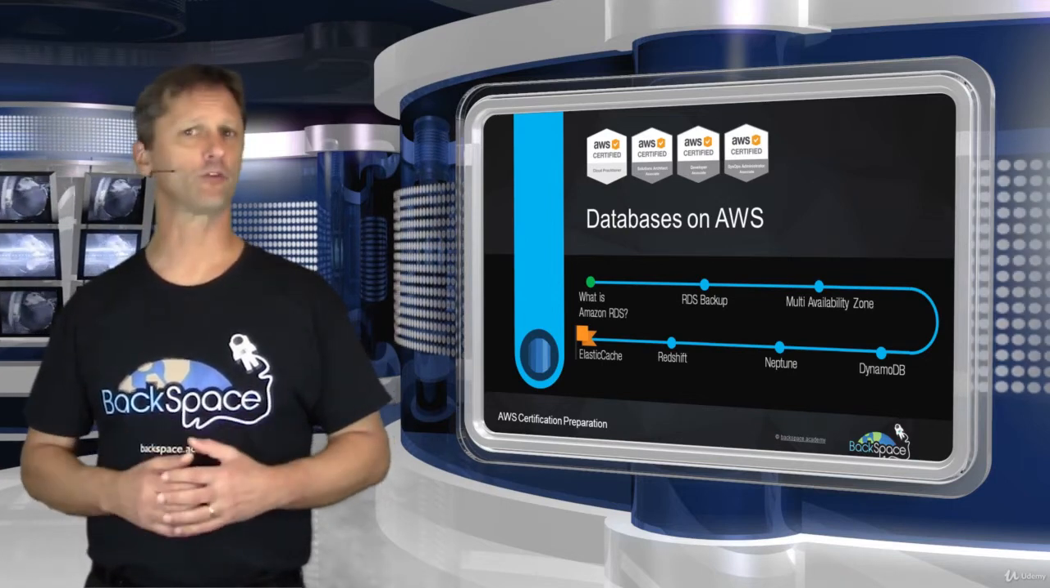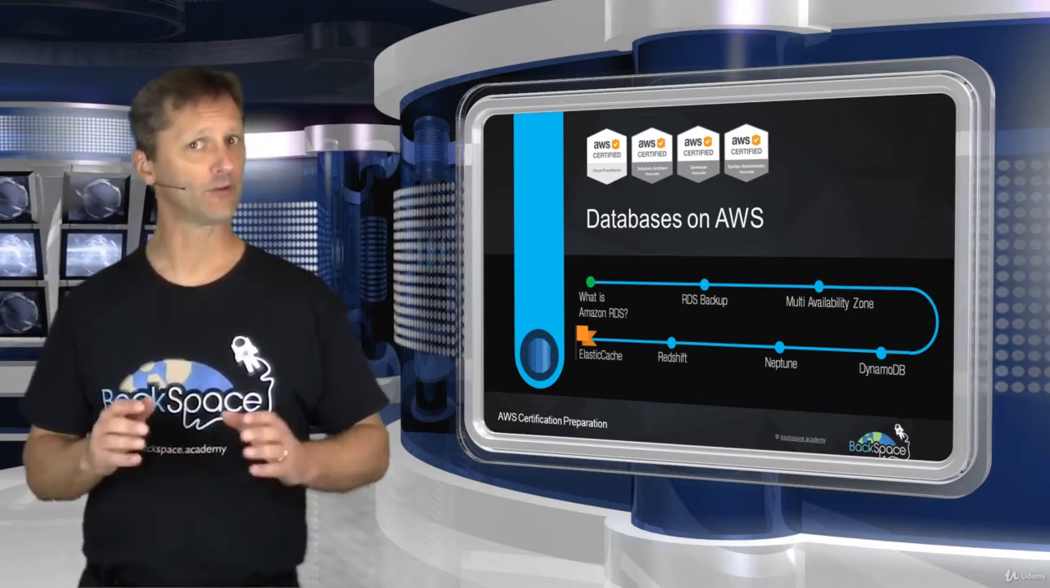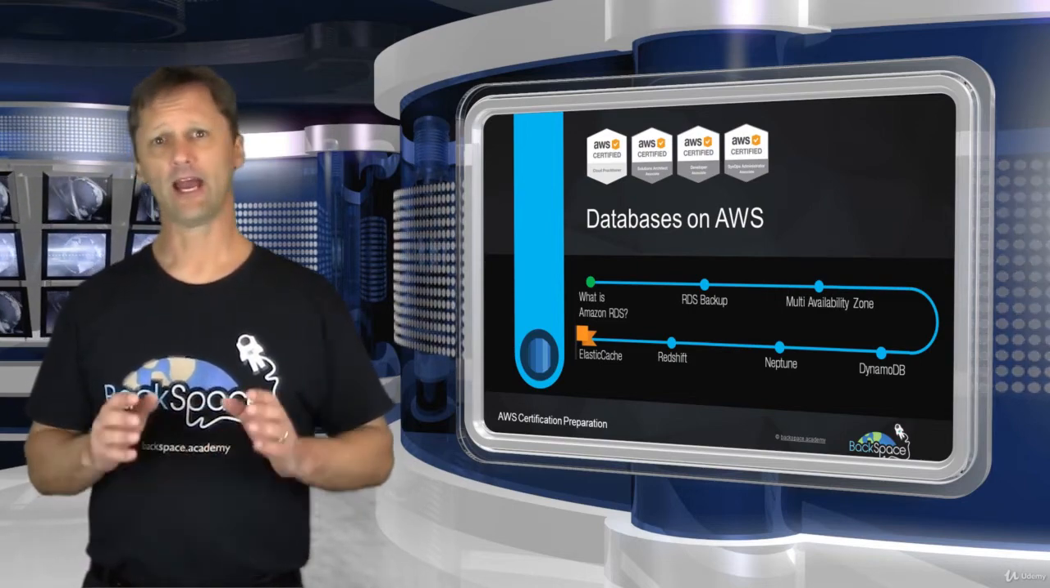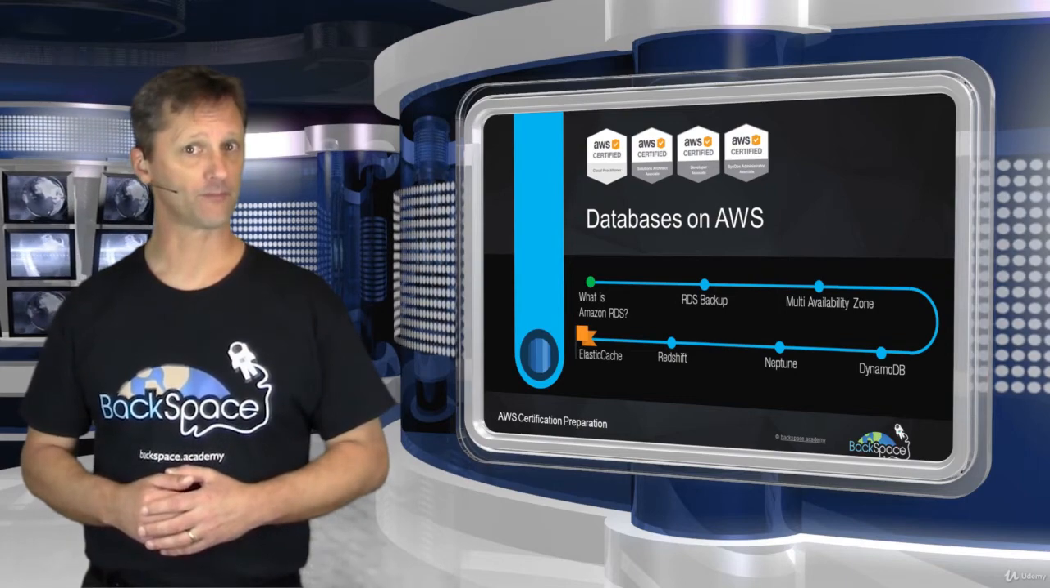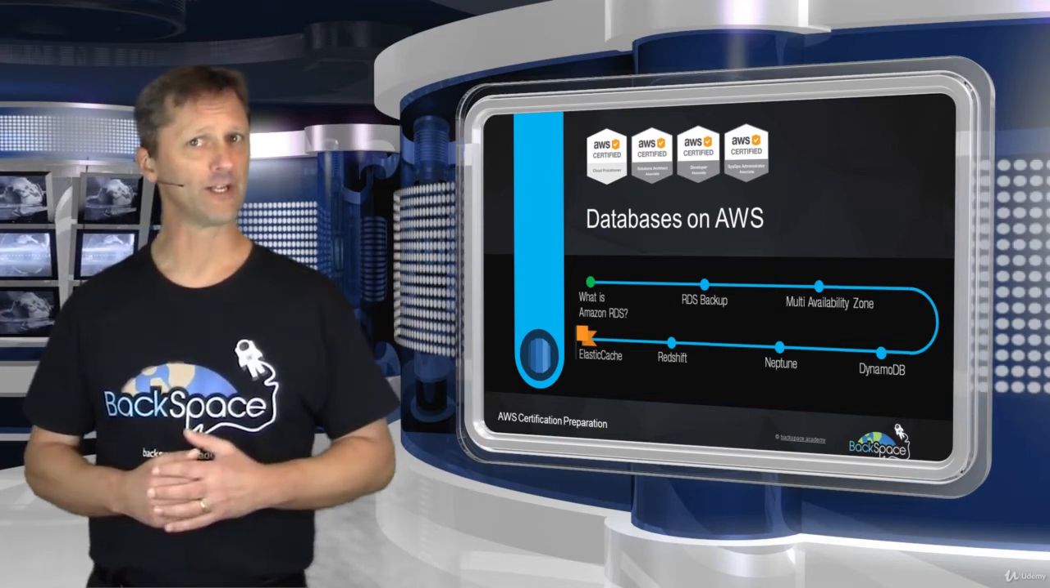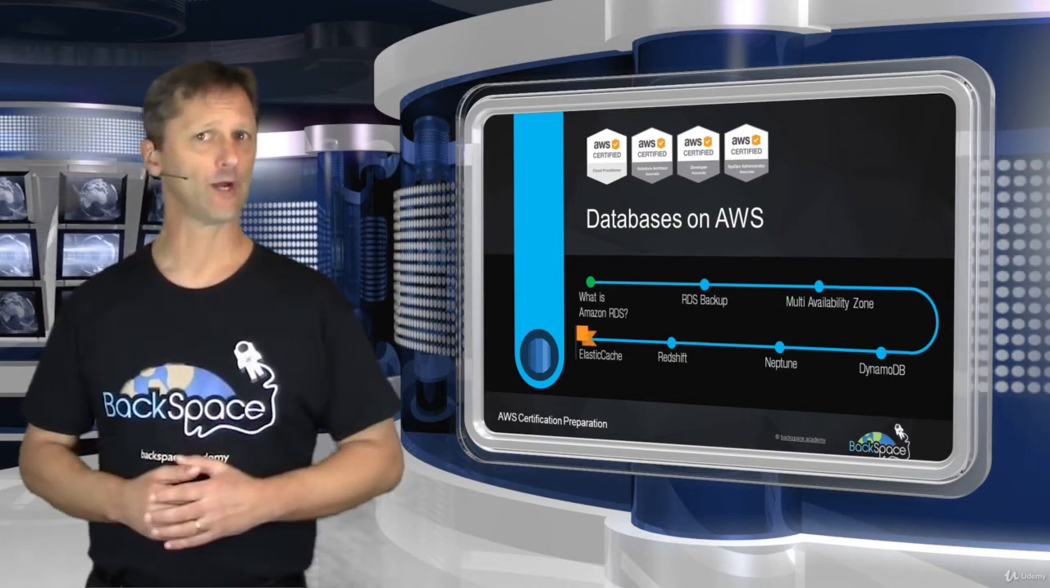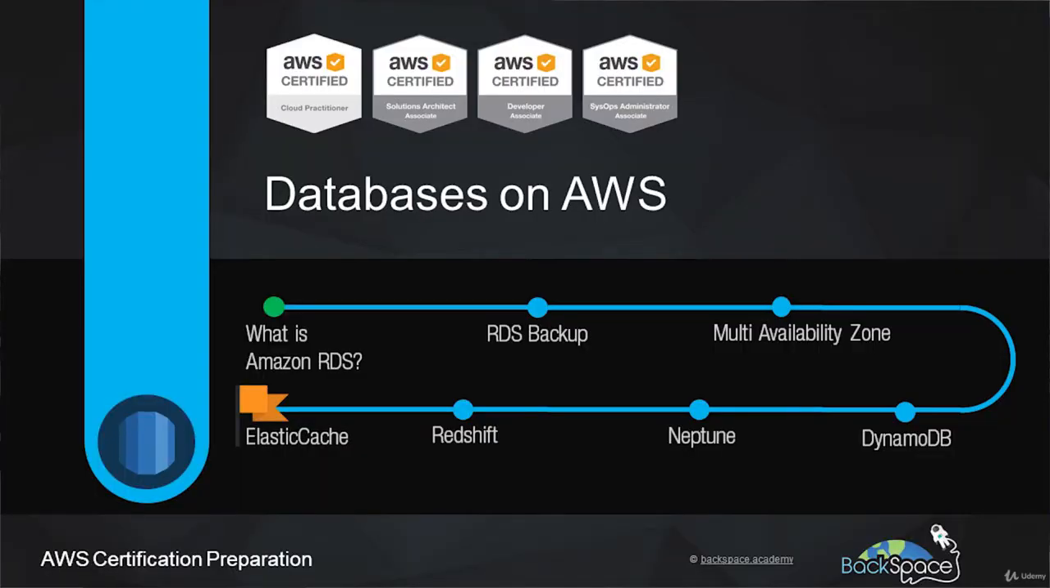Then we'll move on to DynamoDB, NoSQL as a service. And then we'll look at Neptune, which is a graph database as a service. We'll look at the big data Redshift, which is a data warehouse for petabytes of data, again as a service on AWS. And finally, we'll look at ElastiCache, which provides high-speed access to our data through an in-memory cache.